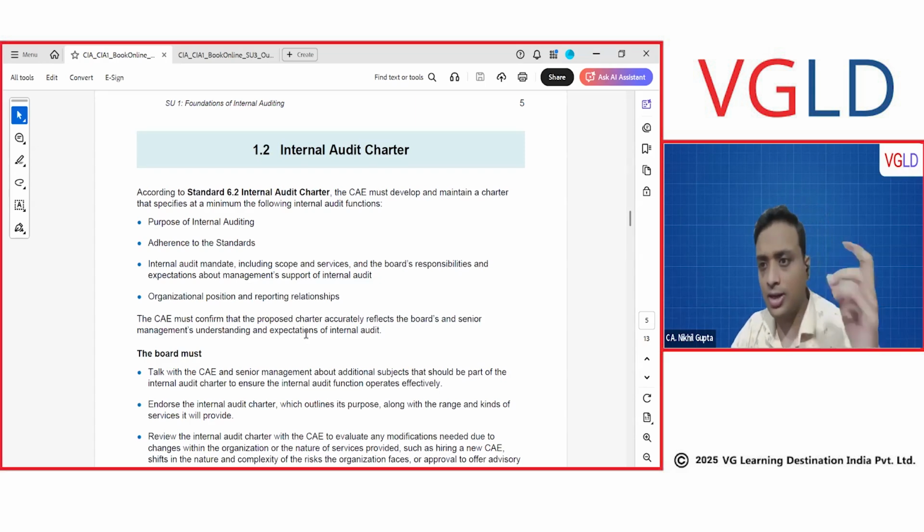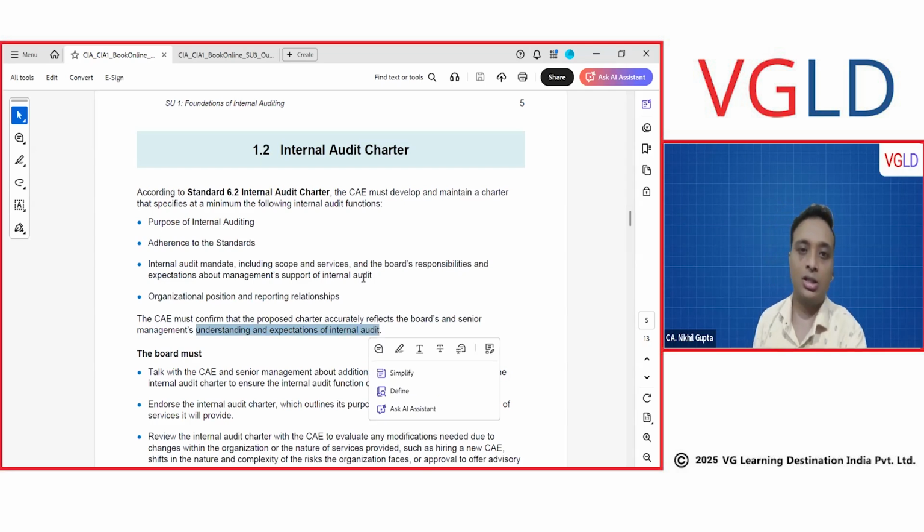Internal audit mandate, which we already discussed, including scope and services, and the board's responsibilities and expectations about the management support of internal audit. Organizational position and reporting relationships. The chief audit executive must confirm that the proposed charter accurately reflects the board and senior management's understanding and expectations of internal audit. This is a very important thing.